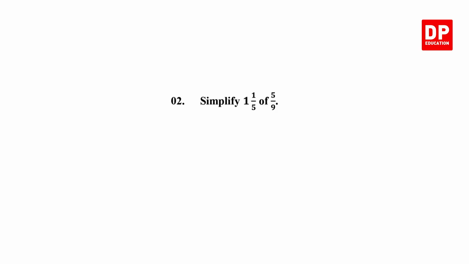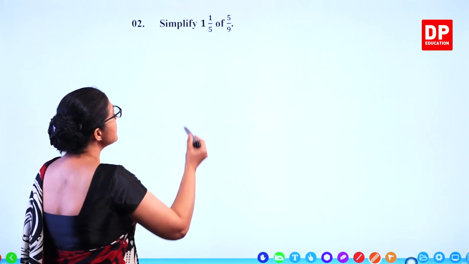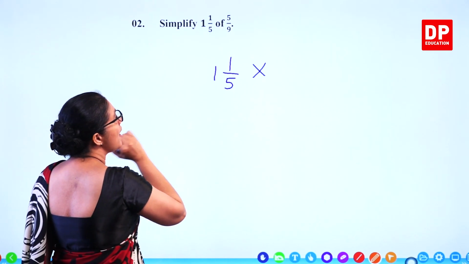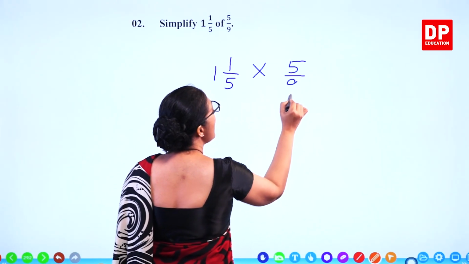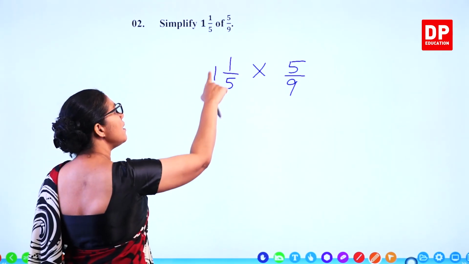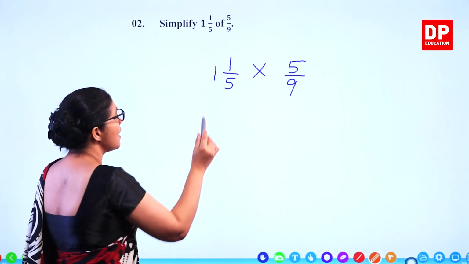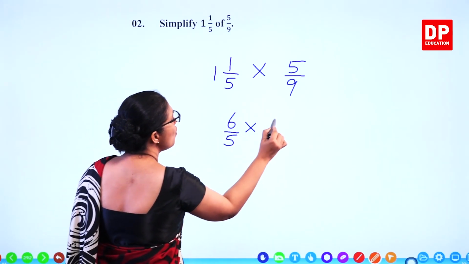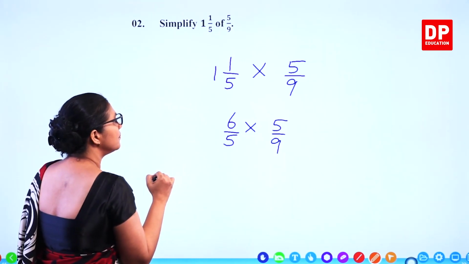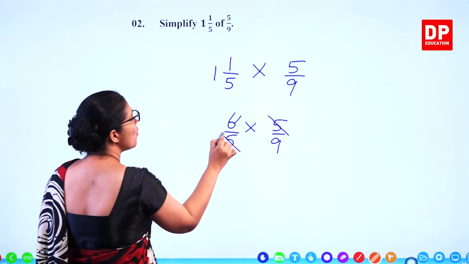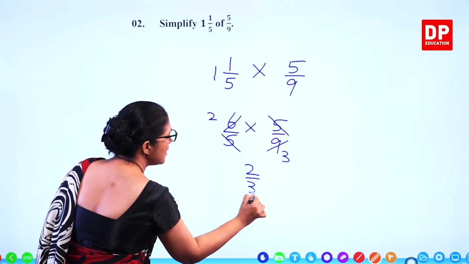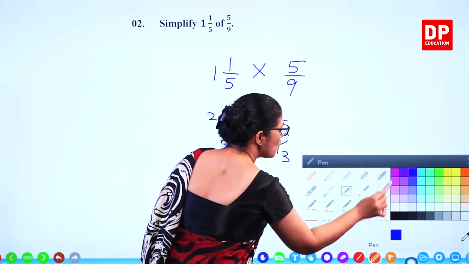Question number 2, simplify 1 and 1/5 of 5 over 9. Of means multiplication, so you can write 1 and 1/5 multiplied by 5 over 9. Now you can convert this to an improper fraction: 5 times 1 is 5, 5 plus 1 is 6. So 6 over 5 times 5 over 9. Then the 5 gets cancelled out. 3 times 2, 3 times 3. So 2/3 is the answer. You get 2 marks for that.